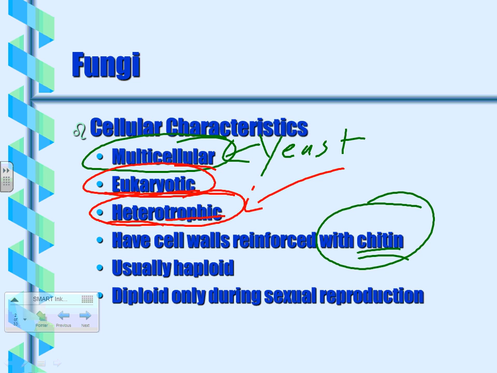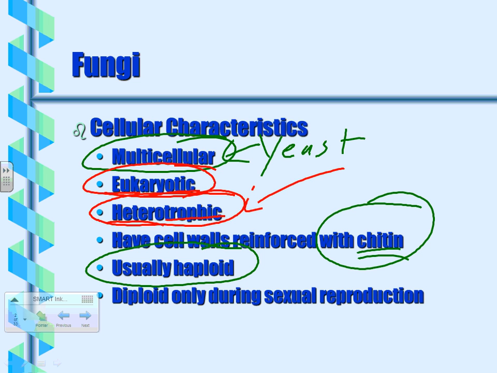Now, something that separates the fungi from a lot of things is their cells are typically haploid. What does that mean? One set. They have only one set of what? Genes. Yeah, one set of genes or one set of chromosomes in each cell. We typically are what? Diploid.